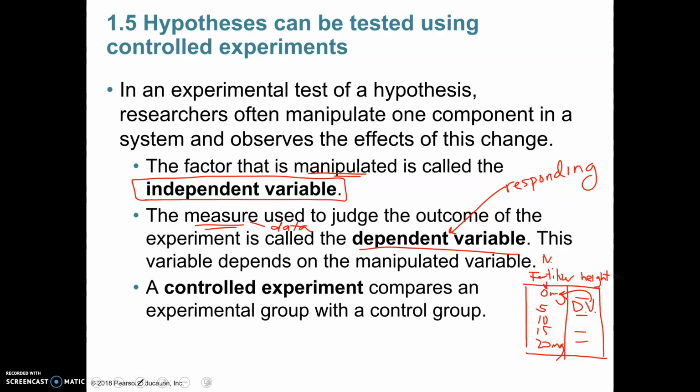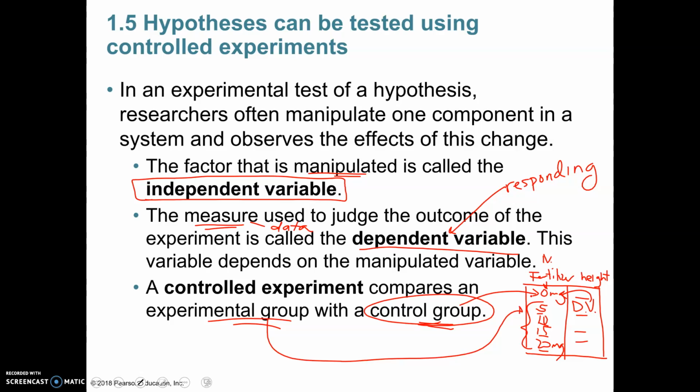A controlled experiment always compares an experimental group, the group that receives the change, to a control group. So for example, for this fertilizer experiment, the experimental groups would be all the ones getting these different amounts of fertilizer. And then our control group would be the one getting no fertilizer, because that would give us a comparison. If fertilizer does make plants grow taller, then the plants receiving the different amounts of fertilizer should be much taller than our control group that was left alone.